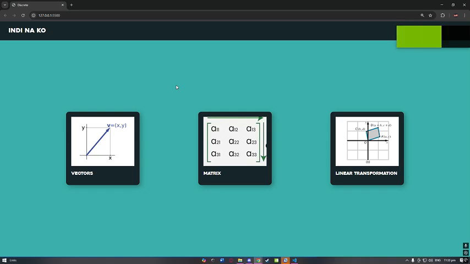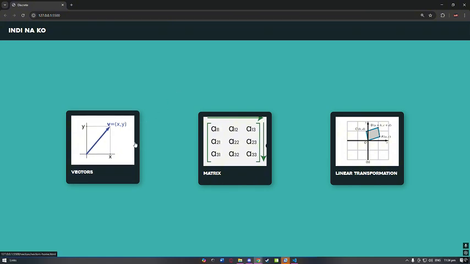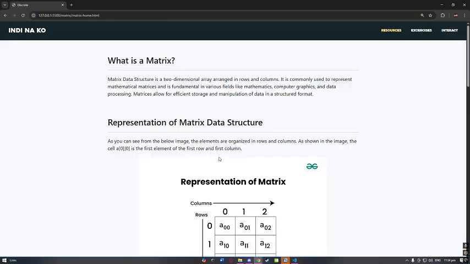This is our project for our discrete subject. So this project will be tackling three main lessons, which are vectors, matrix, and linear transformations, and each will have their own functionality that will be showcased. So let's start first with our matrix.